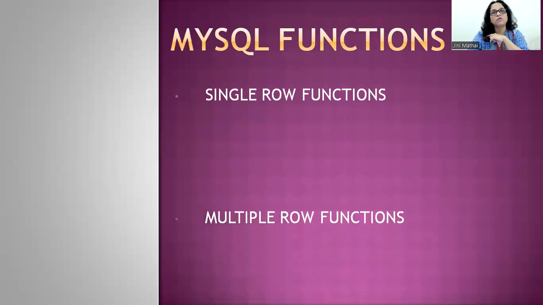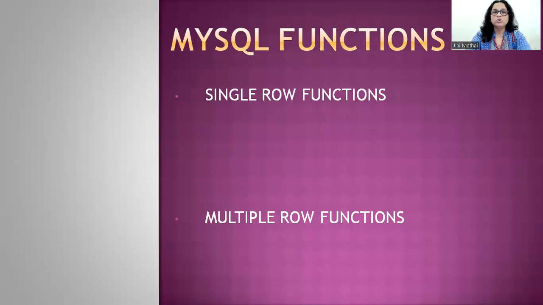The next category of function is multiple row functions. It's also called group functions or aggregate functions. What do these functions do? These functions act on many rows, but it will only give you a single answer. So what is the difference? Single row functions work on many rows but give you many answers. Multiple row functions work on many rows but give you only a single answer.